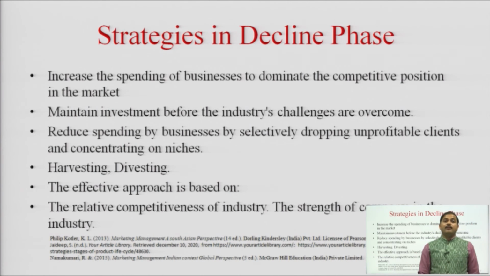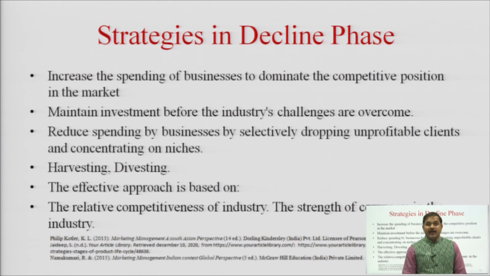Still, if we can manage the way we are spending in the market, we can definitely put a lot of caps and control, and sustain our existence for survival for a longer duration of time. Maintain investment before the industry challenges are overcome.